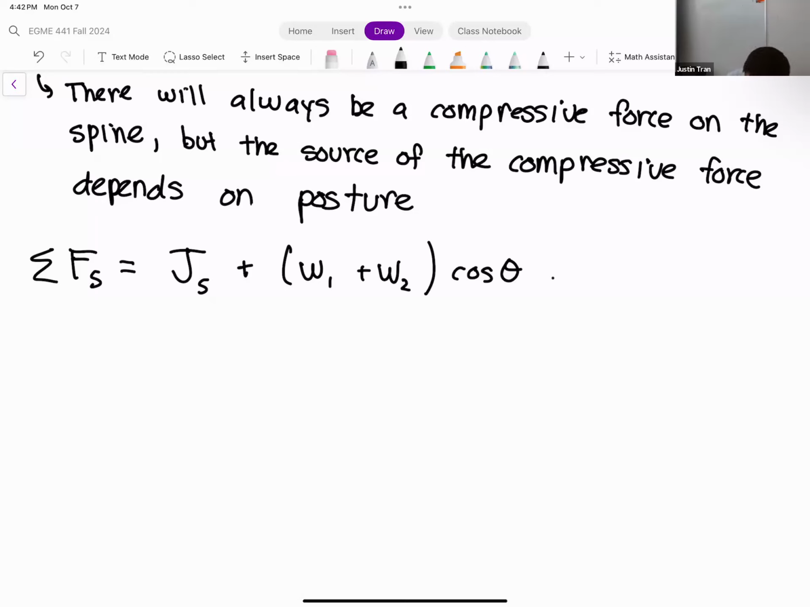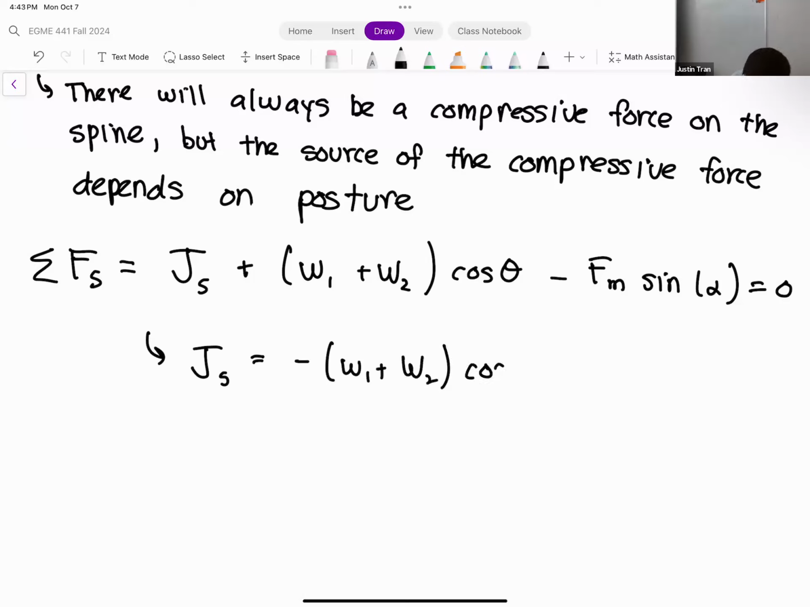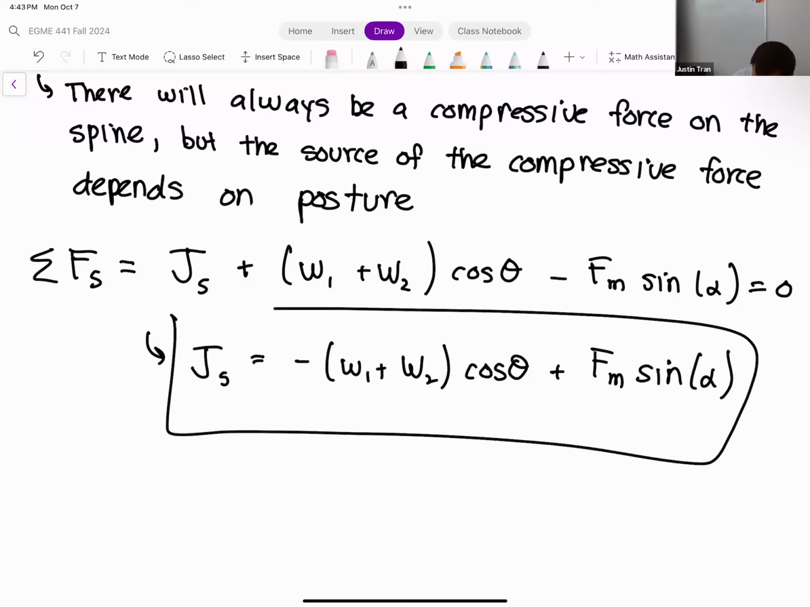And then we have a minus FM, and then this is going to be sine of alpha. All this is equal to 0. All right, so once again, if we solve for JS here, we get minus W1 plus W2 cosine theta plus FM sine alpha.